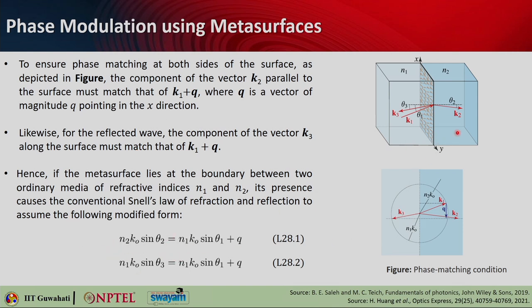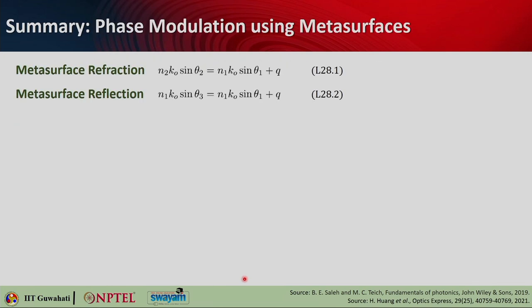As I was talking about the phase matching, here you can see what is happening. n2 k0, that is your k2, the sine component, that is sine theta 2, the component of the refracted wave parallel to this surface, is the same as n1 k0, that is k1, and its parallel component to the surface, sine theta 1 plus q. Similarly, for the reflected wave, you can write n1 k0, that is k3, sine theta 3 equals n1 k0, that is k1, sine theta 1 plus q. So this is how you are adding this particular factor q in your refraction and reflection equations.